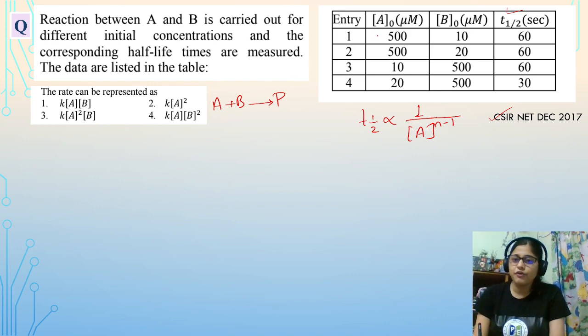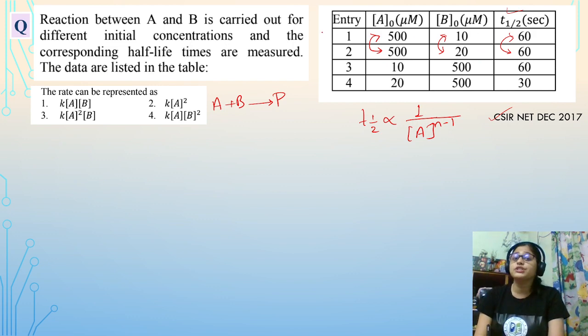So here for entries 1 and 2, you can see A is constant. It is not changing. But B is changing. They have changed the B. Fine. But if you see, the T half value has not changed. T half value is the same.